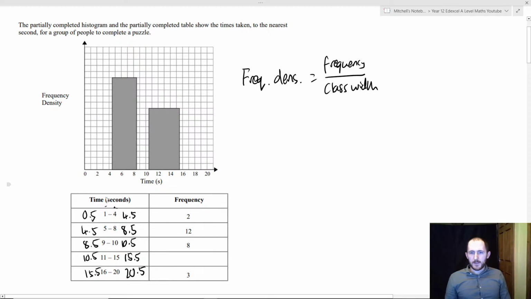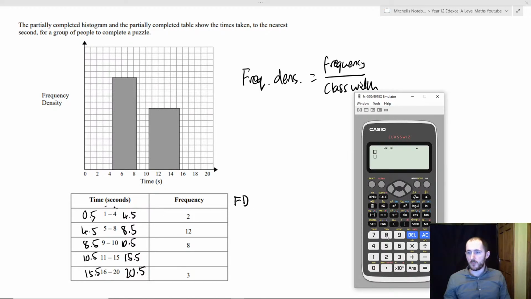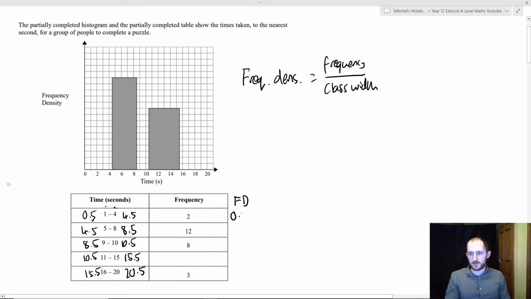If we look here, the first thing you need to do in any histogram is work out the frequency density, and again that's just the frequency divided by the class width. So if I get the calculator up, for the first row, it's going to be 2 over 4.5 minus 0.5, which is just a half. We're going to write it in decimals though, because fractions don't particularly help us. We keep going. The next one is 12 divided by 3, which is 4. Then it'd be 8 divided by 2, which is also 4. This one we don't know, we're going to have to read it from the graph. And the last one is 3 divided by 5, which is 0.6.